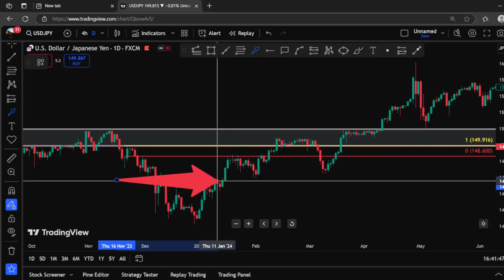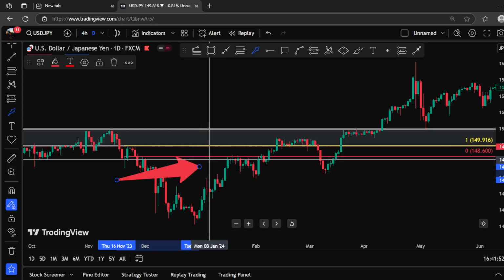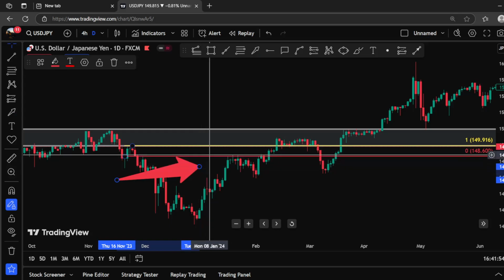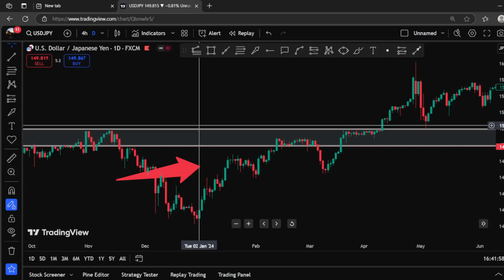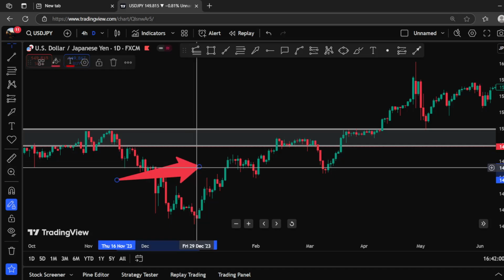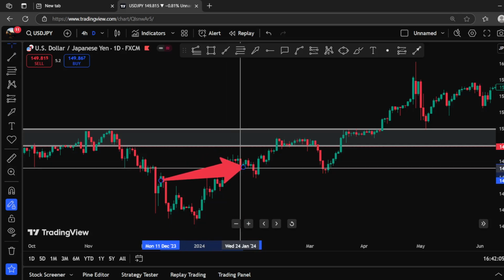So let me take that out. We don't need this anymore. We don't need that anymore. So that supply zone worked to an extent, but then I doubt if they took their profit.